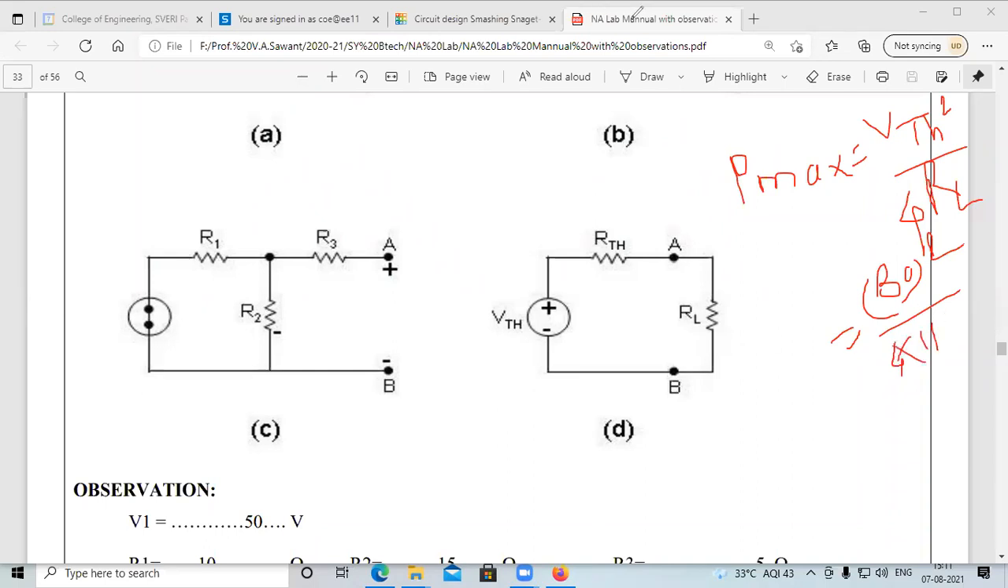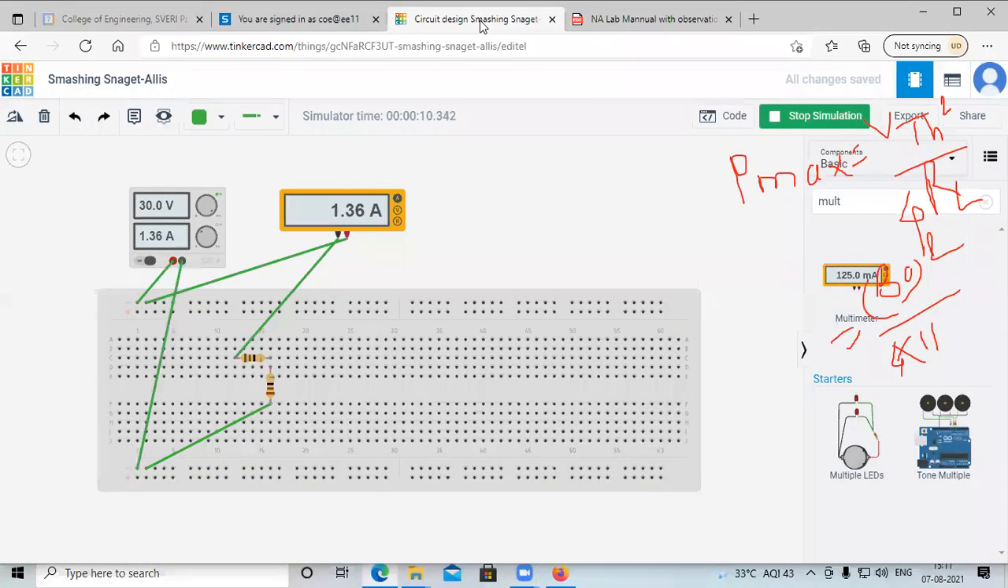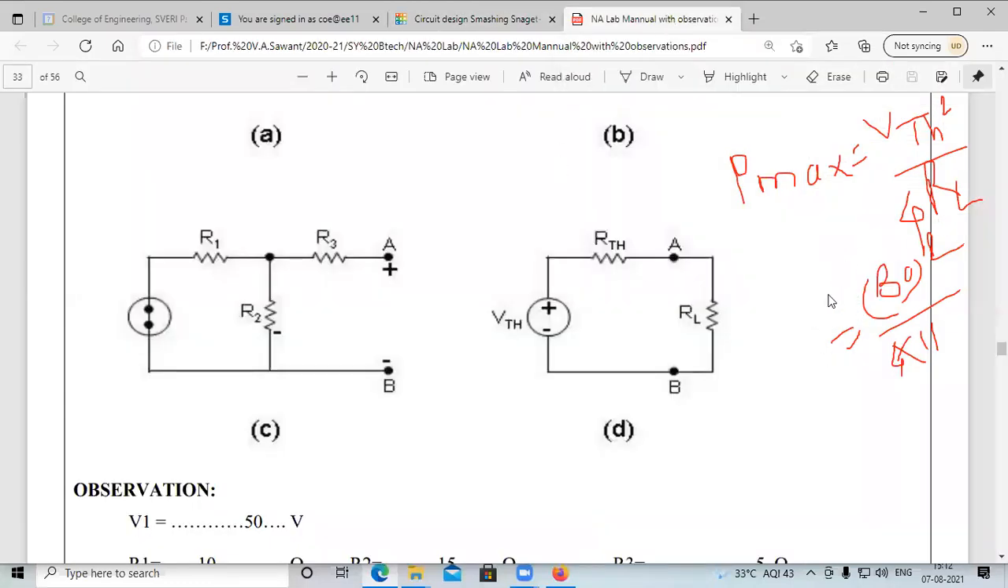Hmm. 20.45. VTH square divided by 4 into 11. So this is the maximum power. This can be done theoretically. Theoretically, write P max is equal to 30 square divided by 11 into 4.